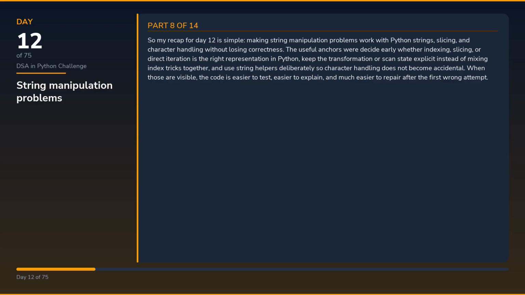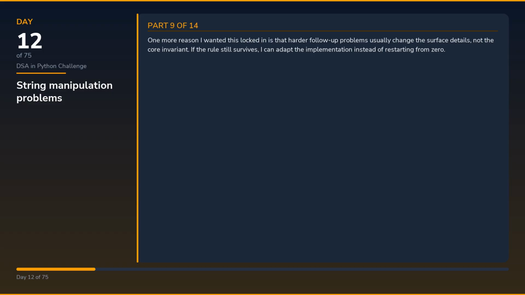When those are visible, the code is easier to test, easier to explain, and much easier to repair after the first wrong attempt. One more reason I wanted this locked in is that harder follow-up problems usually change the surface details, not the core invariant. If the rule still survives, I can adapt the implementation instead of restarting from zero.